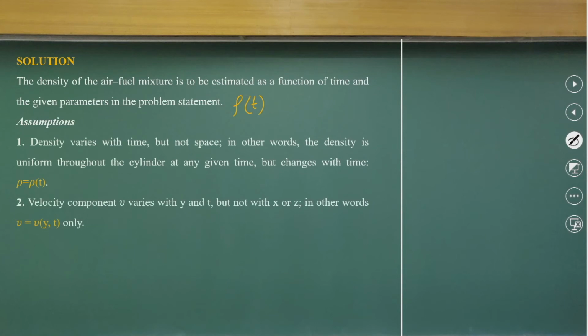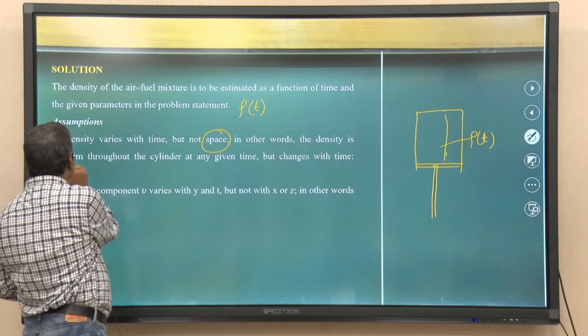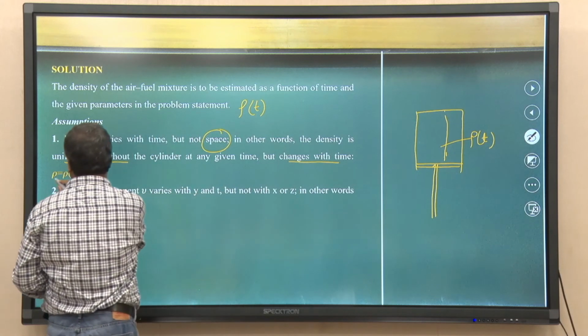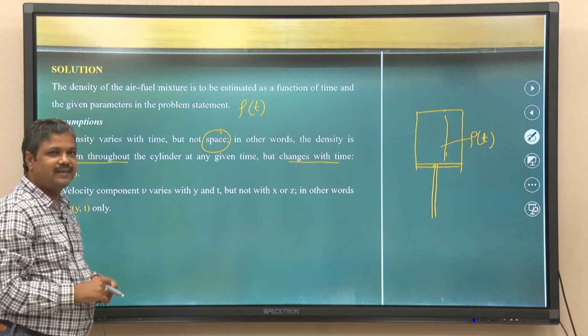So, density varies with time and does not vary with space. That means we are not considering variations within the piston. Here we are considering the density to be uniform in the cylinder; it is just a function of time. The space variations we are not considering. That is the assumption, you can clearly write it.